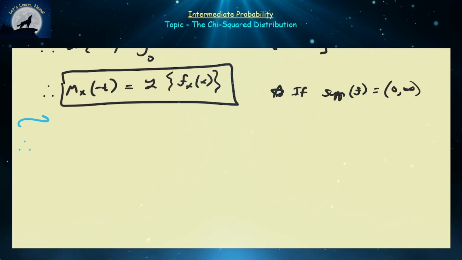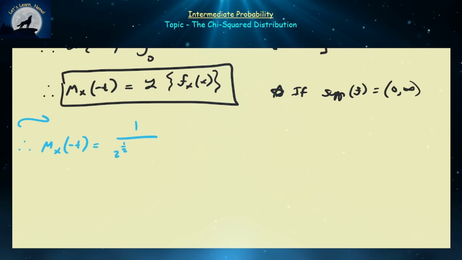So let's use this identity in order to build the moment generating function for chi-square 1. That means Mx evaluated at minus t will be equal to the Laplace transform of that probability density function. So this is going to be 1 over 2 to the power of 1/2, gamma 1/2. That's just a constant. And Laplace transforms are linear operators, so constants can factor out.